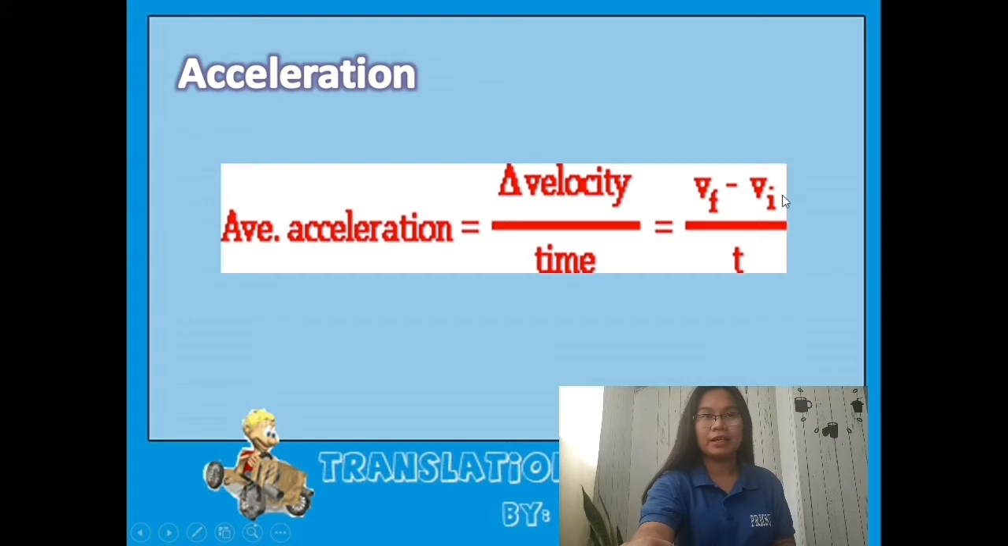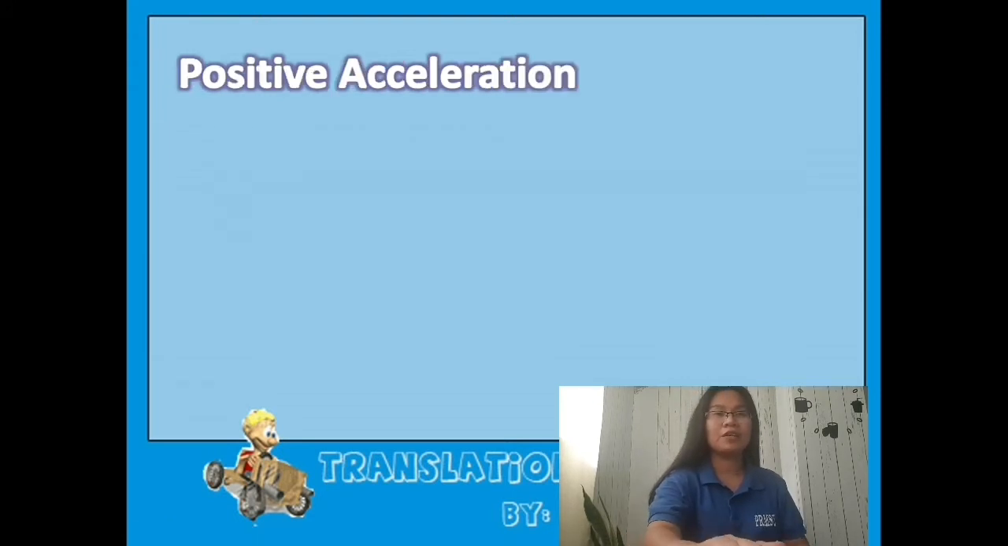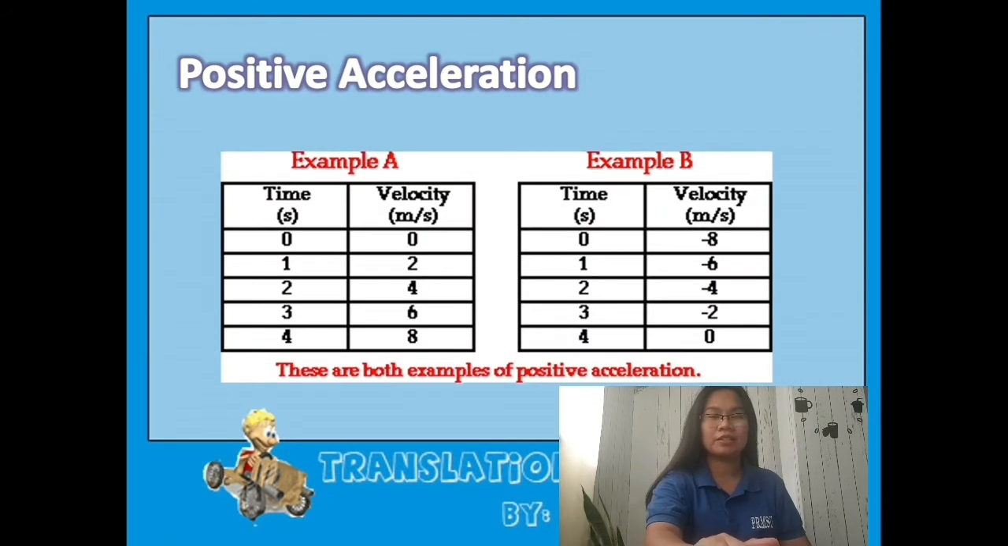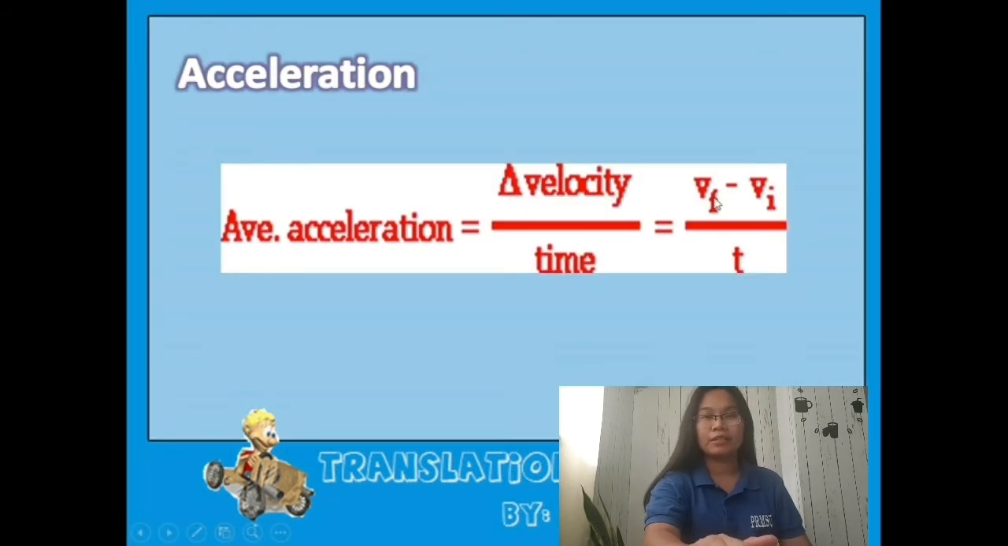Here is a mathematical description of acceleration. Average acceleration is the change in velocity per unit time, or it's the final velocity minus the initial velocity divided by the time elapsed.